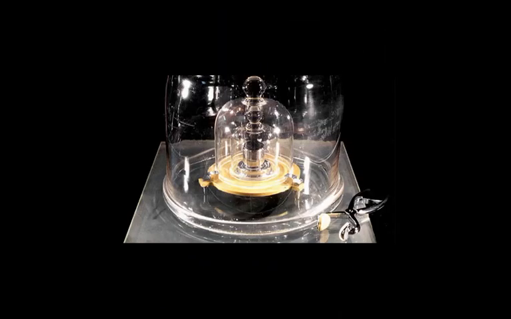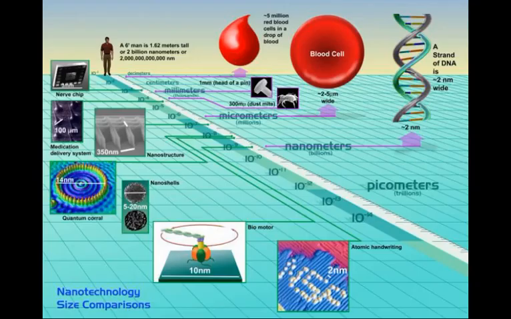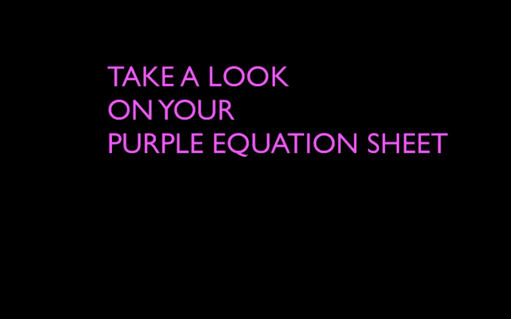Kilo. So kilo means 1,000, like there are 1,000 grams in a kilogram. Centi. This means there are 100 centimeters in a meter. Milli. There are 1,000 millimeters in a meter. And nano. There are 1 billion nanometers in 1 meter, or 1 and 9 zeros. You will never have to memorize these, as they will be on your purple equation sheet. It will make your work faster though if you know these basic prefixes.